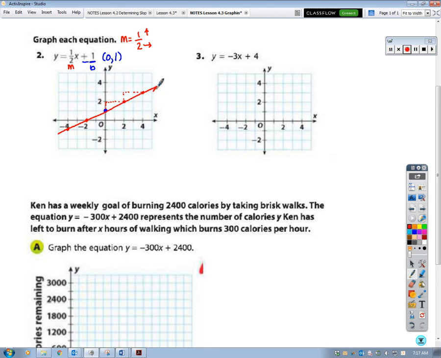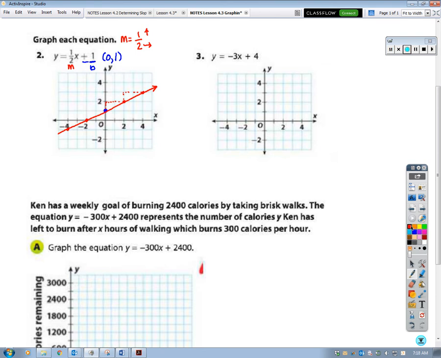Okay, so I used my slope to determine the shape of my line, and I used my y-intercept to determine where I start my line on my y-axis. So go ahead and try this next one, labeled number 3, on your own. So pause the video, try it on your own, and then check and make sure you did it correctly.